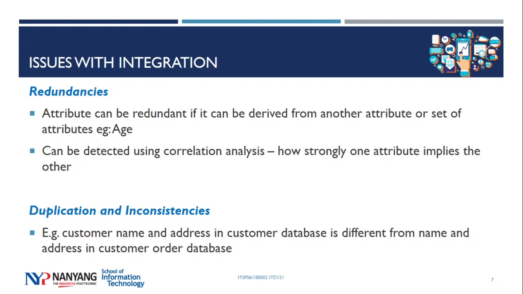So duplication and inconsistencies is very common. An example is a survey where I provided my NYP email, and then in another survey I might provide my Gmail account. But both are actually my emails.